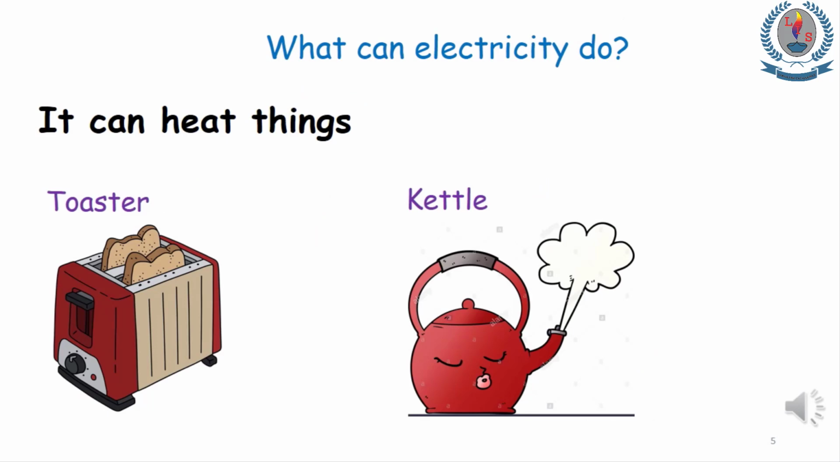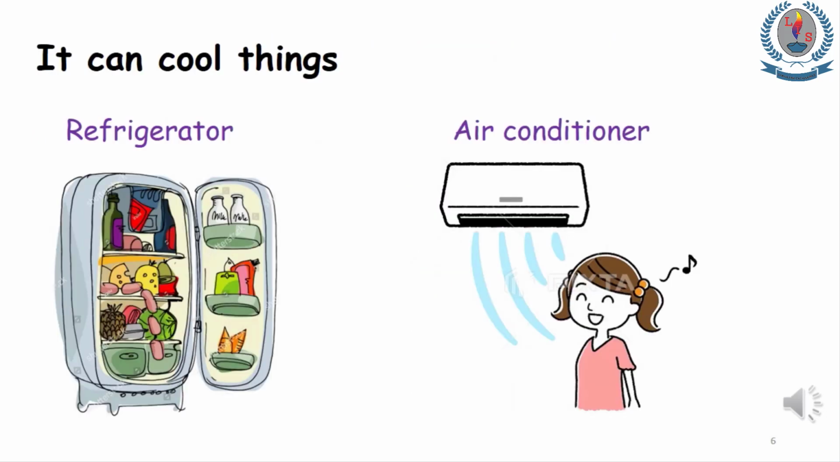Now let's look at what electricity can do. There are many uses. Electricity is used to heat things. Bread gets toasted in a toaster. Water gets heated in an electric kettle. Electricity can also cool things. What happens when you put a bottle of water in the fridge? It gets cooled. When you switch on the AC, the room gets cool. Can you think of any other uses other than these?